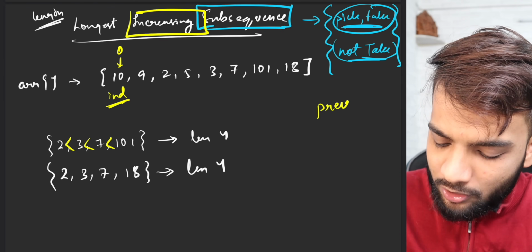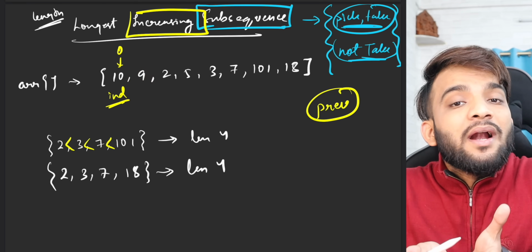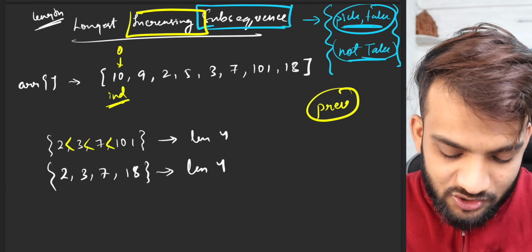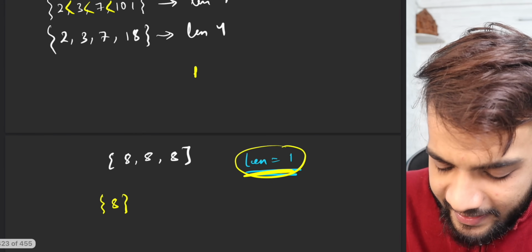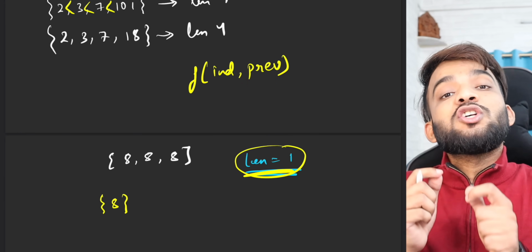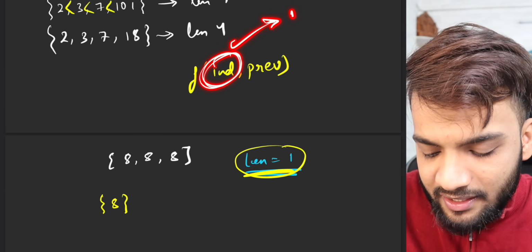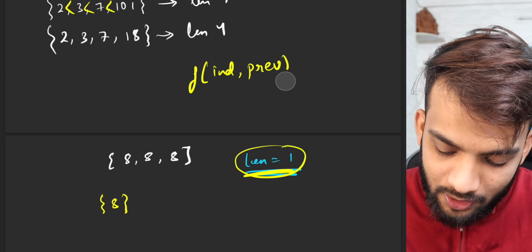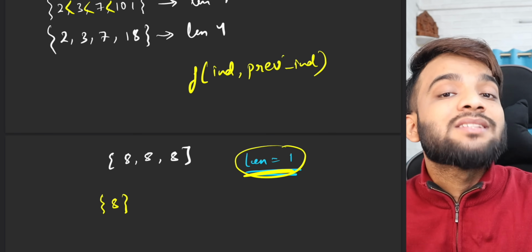You have to keep a store of the previous, because if you're deciding whether you take 9 or not, you have to understand what you took previously. Someone has to tell you that you took previously the 0th index, which is 10. So I can express the recurrence in terms of index and previous. Why previous? Because previous allows us to make a choice whether I can include this index in my subsequence or not. I need to carry the previous index as well, the one that was the part of my subsequence.